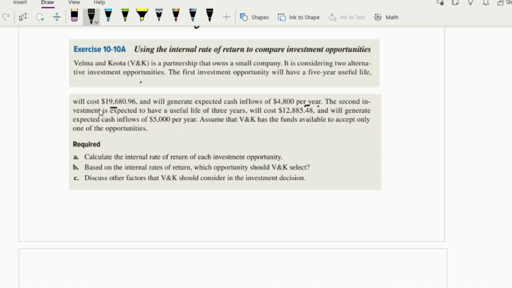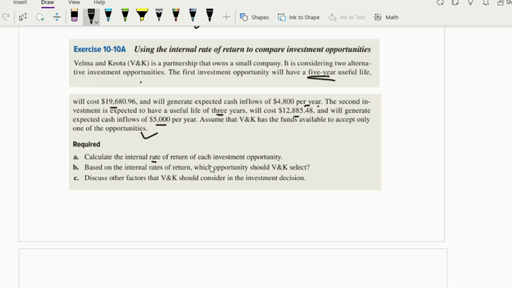Okay. The second investment is expected to have a useful life of 3 years. The first one was having 5 years life. Okay, and will cost 12,885.48 and will generate expected cash flow of 5,000 per year. Assume that V and K has funds available to accept only one of the opportunities. They want us to calculate IRR for both the investment opportunities.